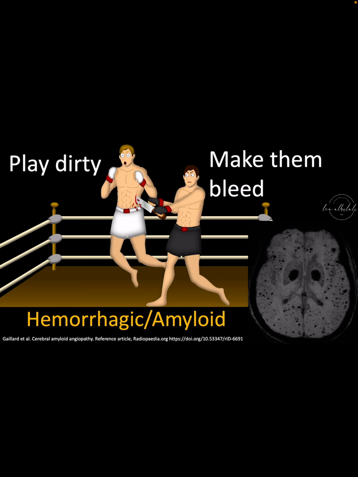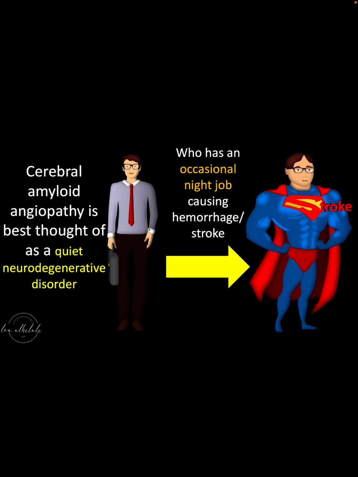So what's the final way to take someone down? Play dirty and make them bleed, right? We're talking about now hemorrhage or hemorrhagic infarcts. Seeing hemorrhage or remote hemorrhage on an MRI for dementia is a sign of either small vessel disease from hypertension or amyloid angiopathy. And amyloid angiopathy has an incredibly strong correlation with dementia.